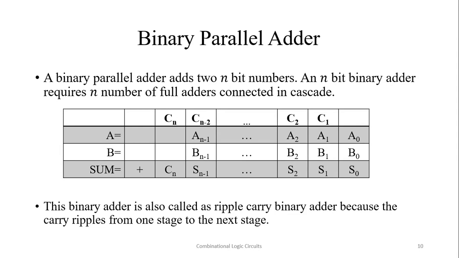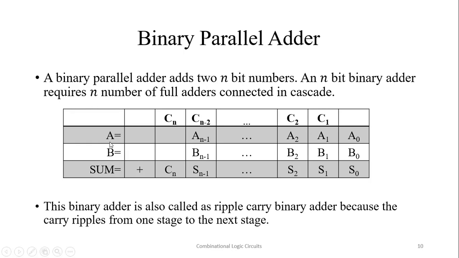A binary parallel adder. A binary parallel adder adds two n-bit numbers. An n-bit binary adder requires n full adders connected in cascade. Suppose we look at this example.